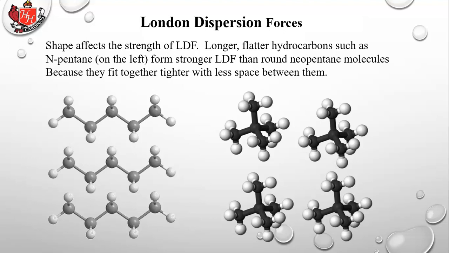Whereas the round ones, the ones on the right, don't fit together quite as well, so the weak London dispersion forces can't really reach across those big gaps between those molecules on the right, and so they don't really have as strong a London dispersion force. So the point is, the shape of the molecule can affect the strength of the London dispersion force.